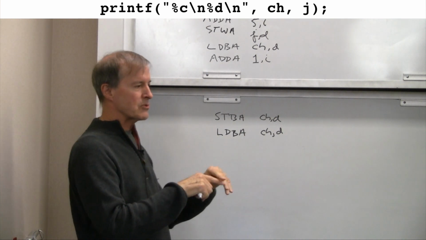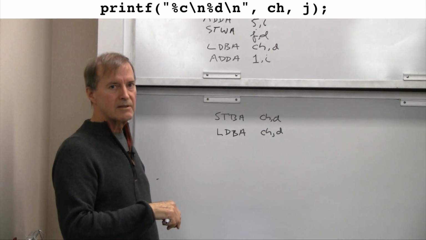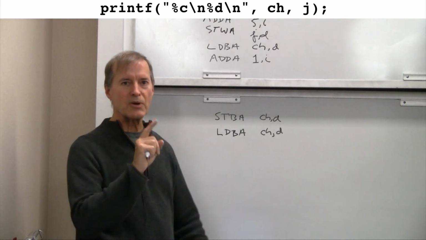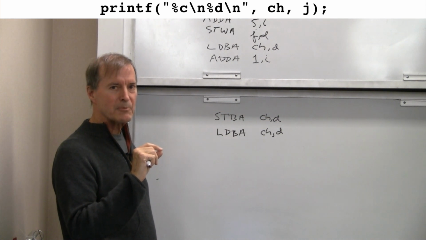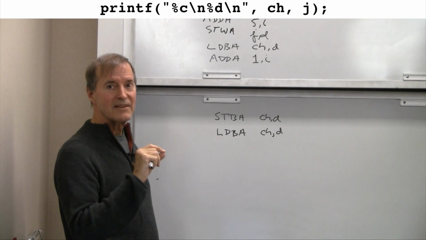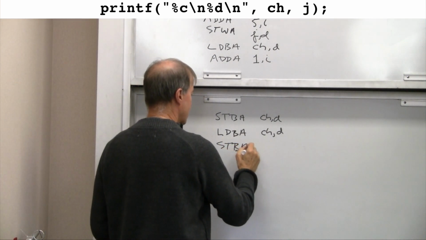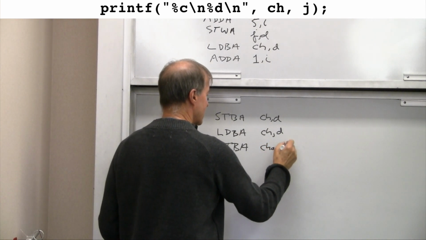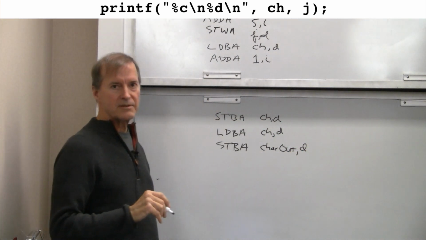Now it's a character, so we have to send it to the output device. Would you use stro? No, stro is for a string, and this is just one character. Store byte accumulator to what? To char out. Addressing mode direct. So that's how you get the character out.